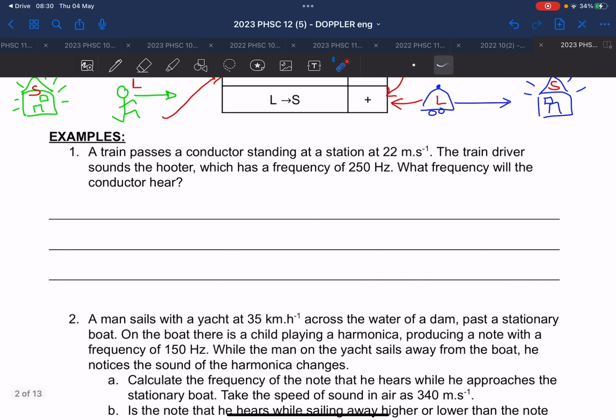It says, a train passes a conductor standing at a station at 22 meters per second. So what is a conductor? The train conductor, so it's maybe another train conductor, the person that can drive the train, he can regulate the train, he can watch the coming in and the coming out of the train. He has a lot of jobs. Okay, so we have there the railway.